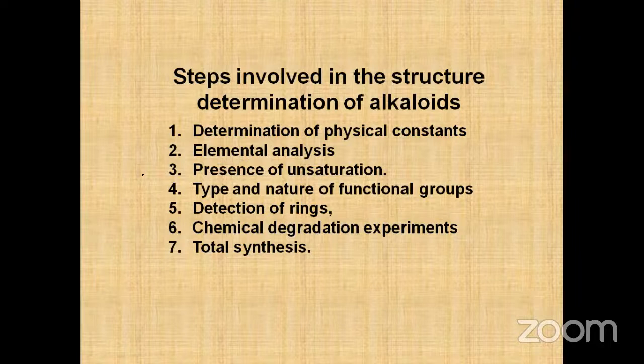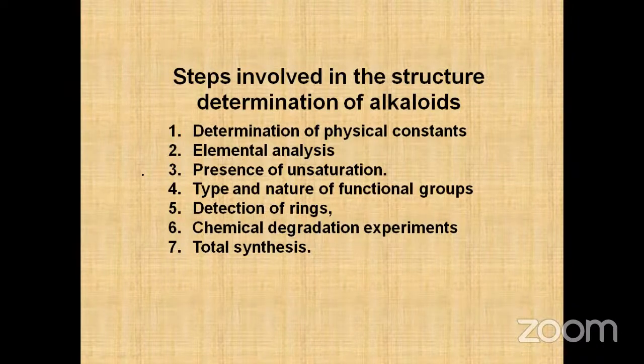For example, you have an unknown compound. For knowing its structure, we need to follow some steps. The first one is determination of physical constants. And second one is to determine the molecular formula, that is elemental analysis, and identification of presence of unsaturation, and type and nature of functional groups present. Suppose in the molecular formula oxygen is there. Oxygen is present in that molecule in what kind of functional group, and if nitrogen is there, what kind of nitrogen functional group is present in it.